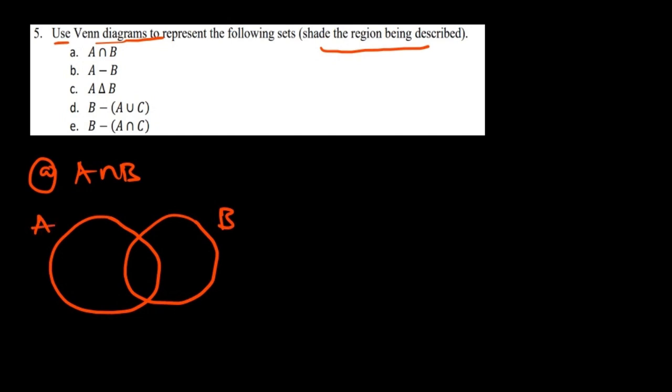Okay, so where are they overlapping? It's this part here. So I'm going to shade this part here, where I'm shading in what? In yellow. So shade all this part here. So that will be our A intersection B. What about B?